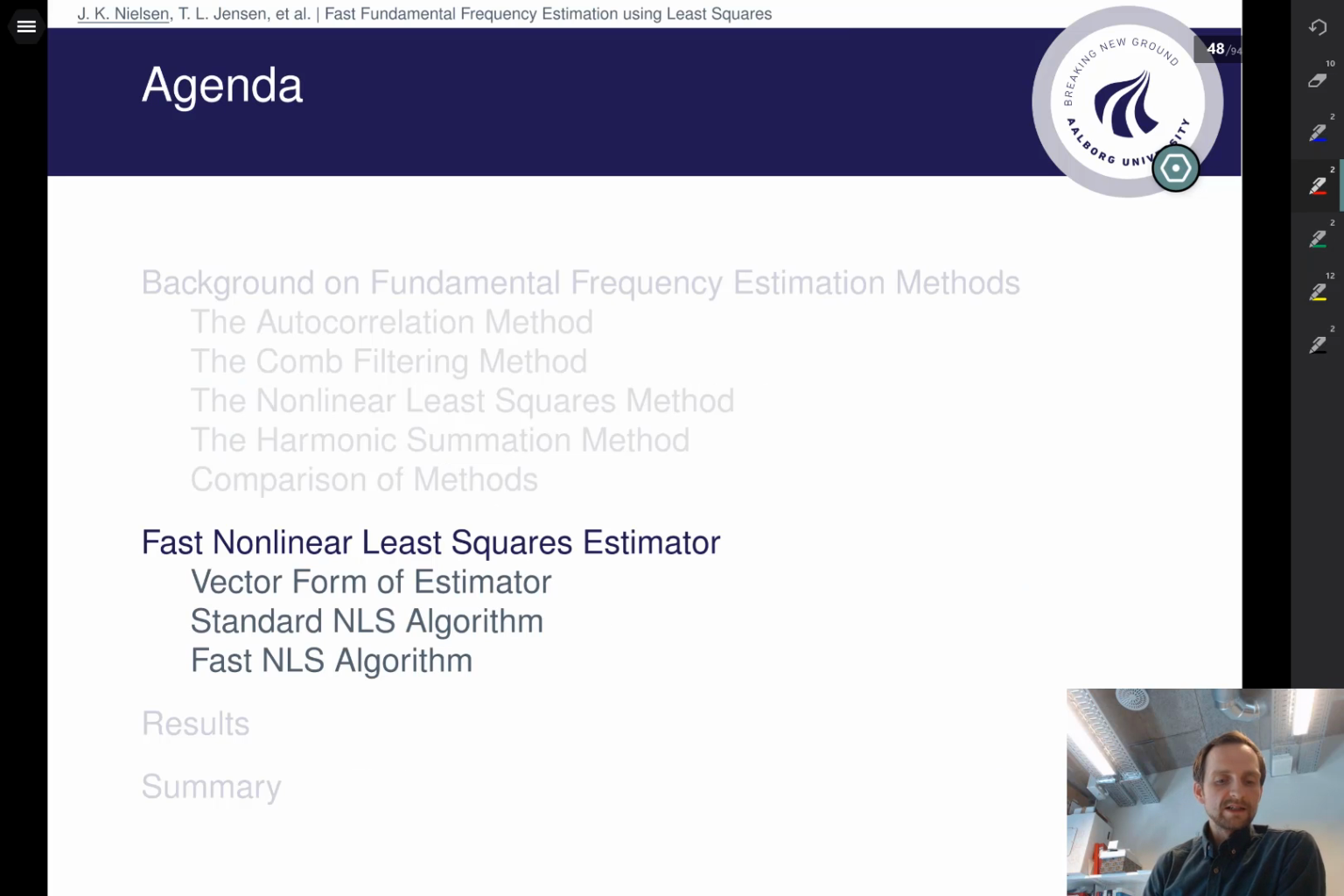So let's look at how we did that. But before I talk about how we did it, I need to set up the estimator, the NLS estimator, in vector form. I haven't really discussed the NLS estimator yet, but I will do that now. Then I will talk about how people normally would implement NLS, and then our fast method.